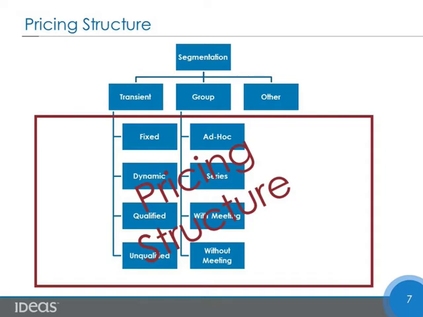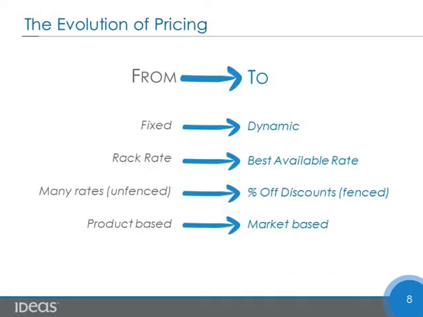For example, you need to define price for your transient and group business. With transient, you need to determine whether your price will be fixed, dynamic, qualified, or unqualified. For group, you need to determine the price range for series group and ad hoc group, residential group, and non-residential groups. Now let's talk about dynamic pricing.